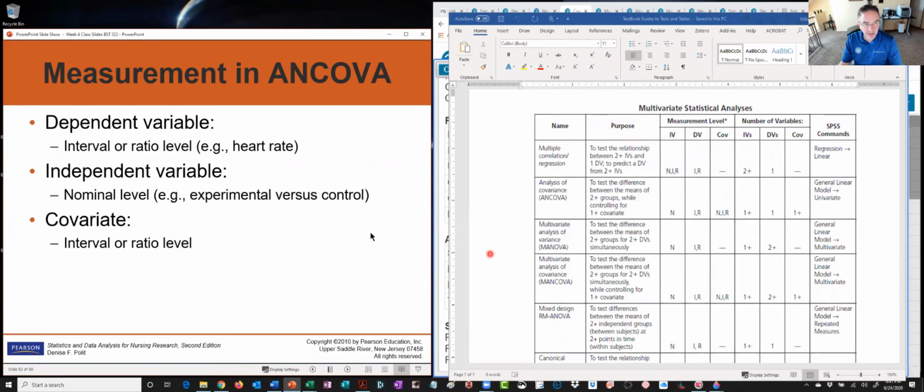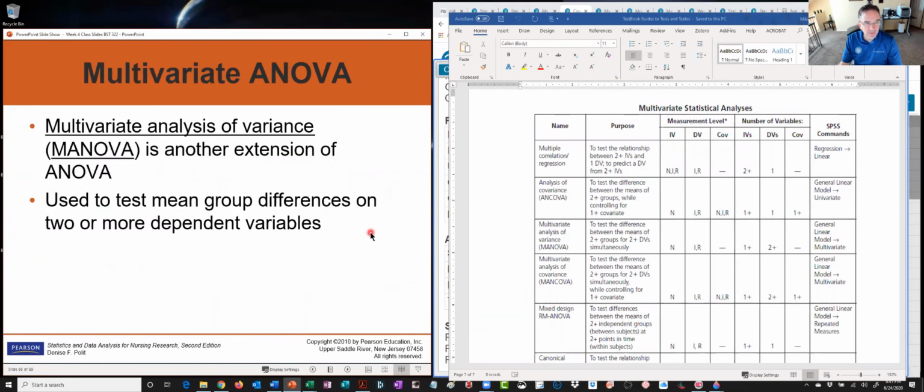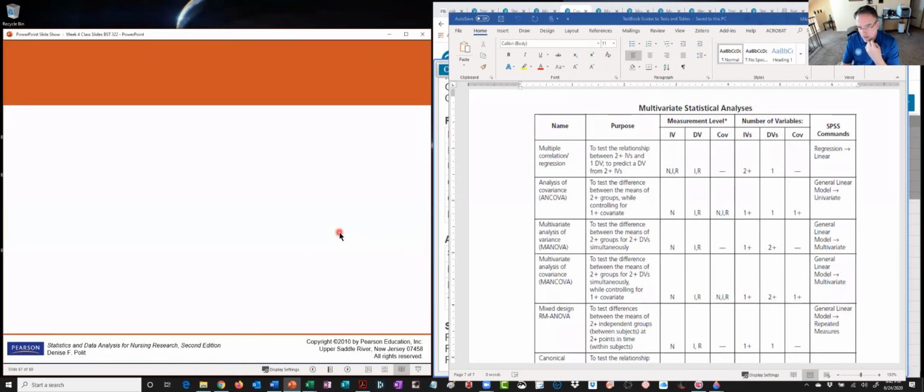You can have MANOVA, and MANOVA is another one where you've got multivariate analysis of variance. So here it's an extension of ANOVA. You're testing mean group differences on 2 or more dependent variables. So these are the other tests. For this course, we're not going to analyze any of these. You'll probably do those in another stat course if you take it. But just so you know, those are the other types of multivariate tests that are available. And again, you can look at what's your independent variable, a covariate, that'll tell you which test to use. And also, our dependent variables are all interval ratio. And our independent variables tend to be nominal or interval ratio for multiple regression or nominal for ANCOVA.